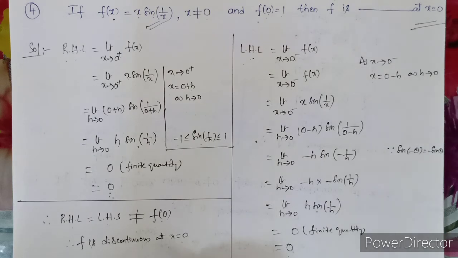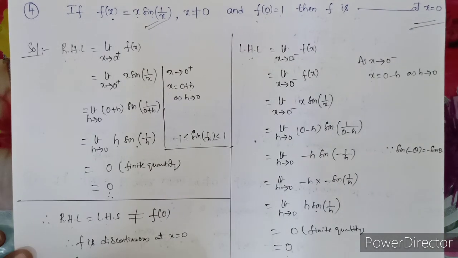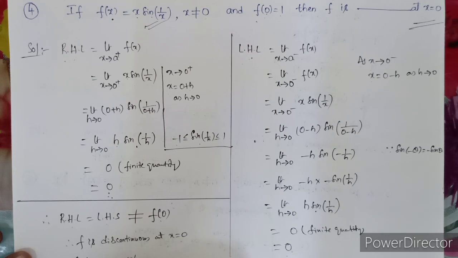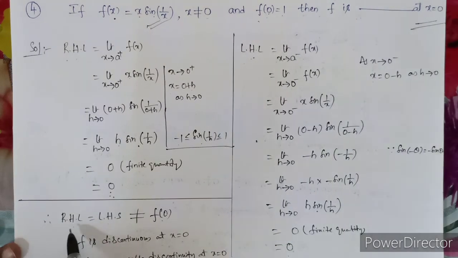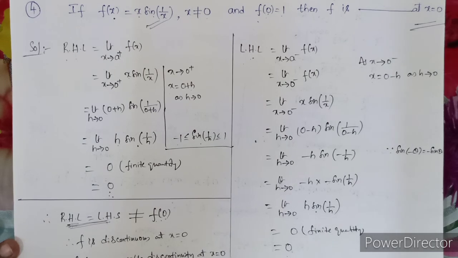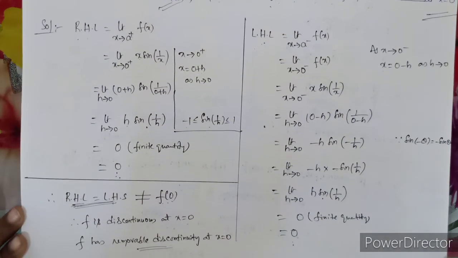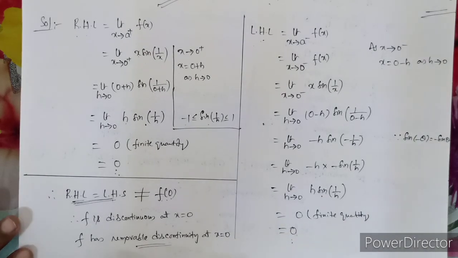Discontinuities are of so many types. This type is removable discontinuity. F has removable discontinuity at x is equal to 0. When the right-handed limit is equal to the left-handed limit, but both are not equal to f of a, then we say this is having a removable discontinuity at x is equal to 0. So it has removable discontinuity at x is equal to 0.